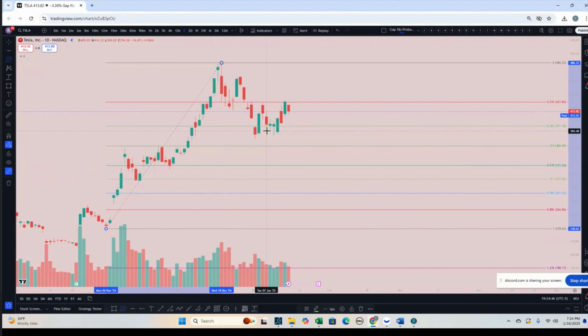We moved up, big move. We caught here, now we're basing. You could have put some orders here. You have all these gaps to fill. Could have looked to fill those gaps.